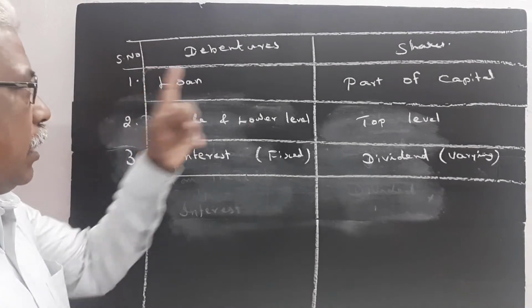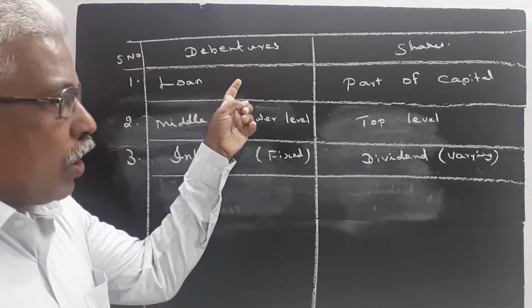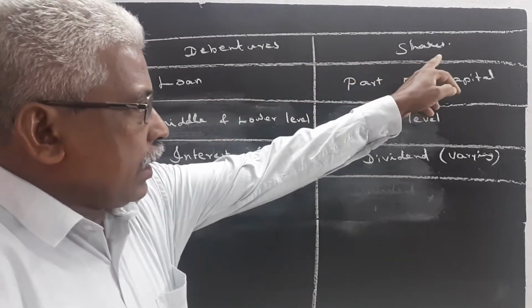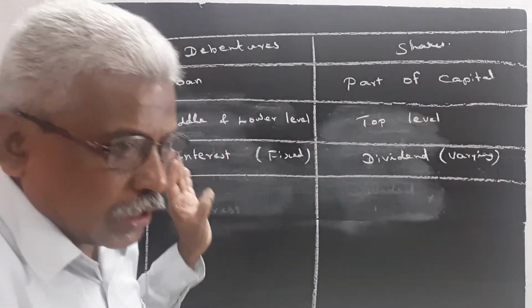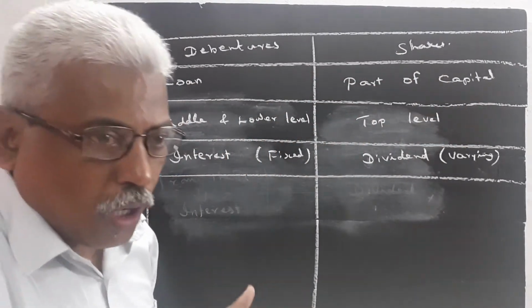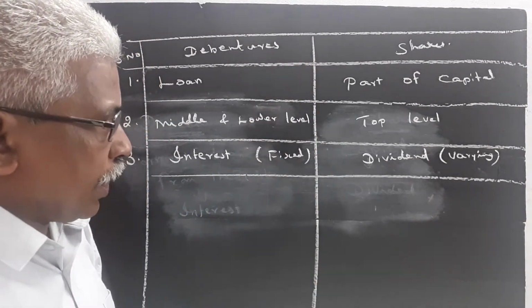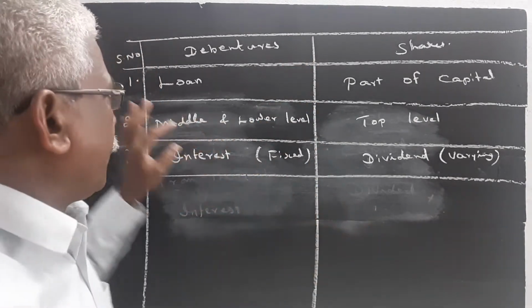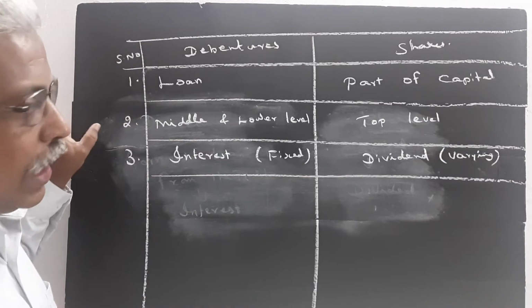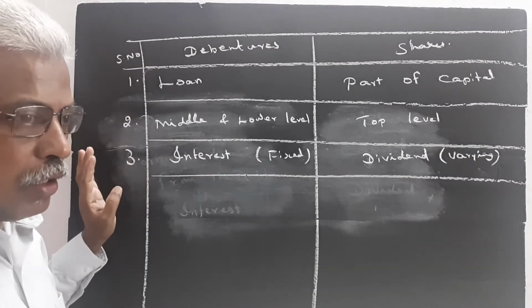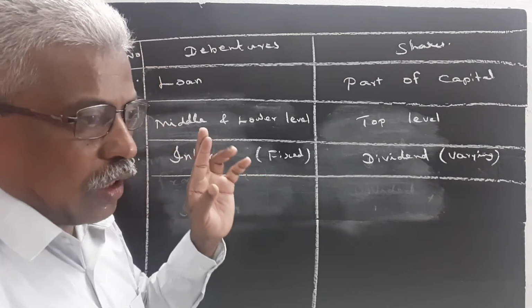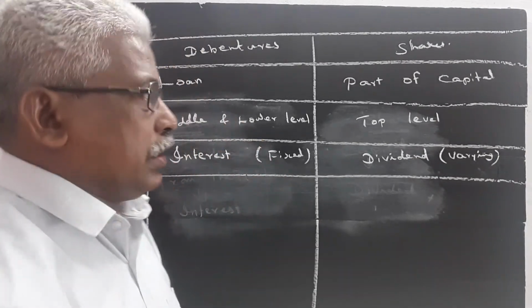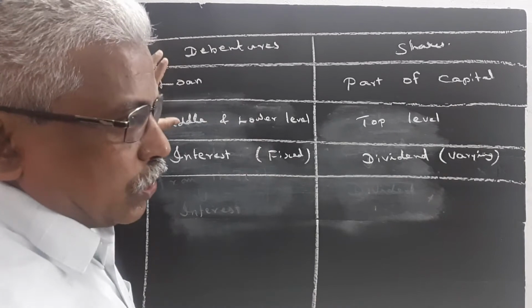Once again, I explain from top to bottom. Loan. Debenture constitutes a loan of a company. Share is the part of capital. You study this question today itself. Do not wait for tomorrow. You study these 10 points today itself. In the examination, you will write at least 5 points. Normally, 5 points are asked in the examination. Frequently, these questions have been asked for the last 25 years. So, you have to study this question.